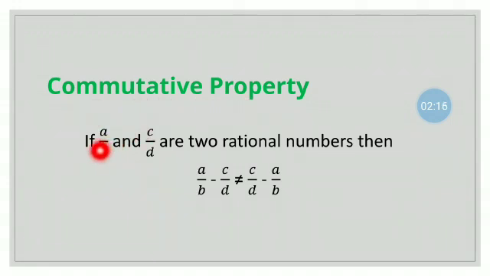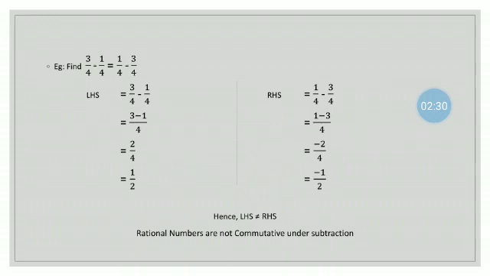Commutative property. If a upon b and c upon d are two rational numbers, then a upon b minus c upon d is not equal to c upon d minus a upon b. So let's check with an example. The example goes here. 3 upon 4 minus 1 upon 4 versus 1 upon 4 minus 3 upon 4. So let's check with LHS and RHS.